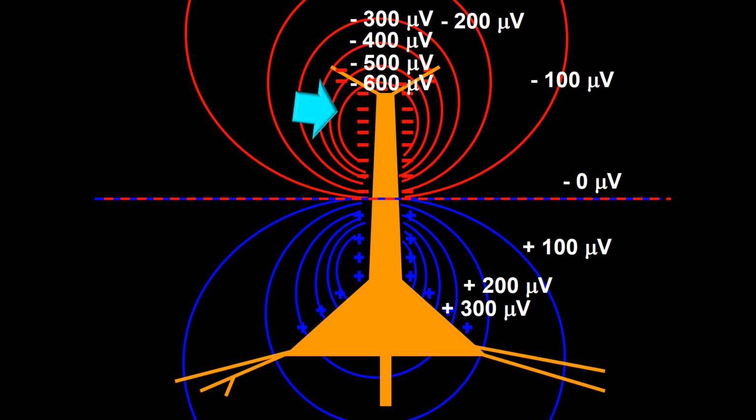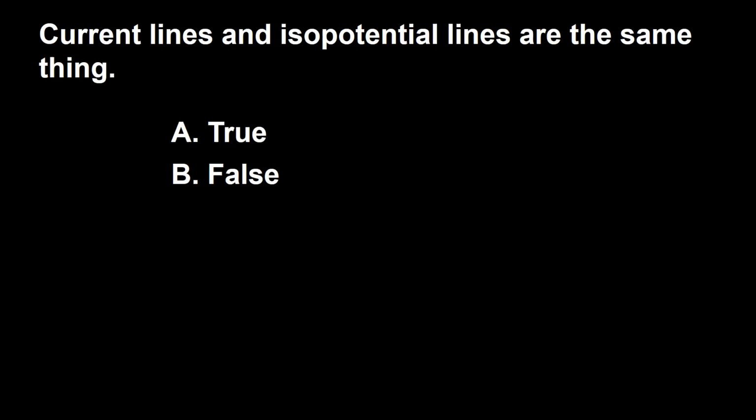is negative 600 microvolts. It is important to keep in mind that an isopotential line is a boundary and that it implies that all the areas inside of it will have a voltage of negative 600 microvolts or higher in this case. So the answer to this question is false.